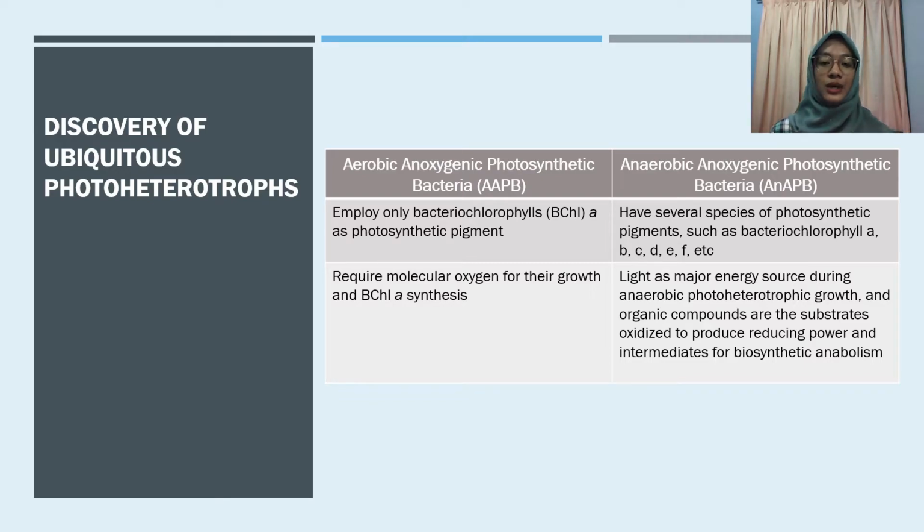AAPB also require molecular oxygen for their growth and bacteriochlorophyll A synthesis, while NAPB need light as their major energy source during anaerobic photoheterotrophic growth, and the organic compounds are the substrates oxidized to produce reducing power and the intermediates of biosynthetic anabolism. In other words, the difference between AAPB and NAPB is that AAPB needs oxygen, while NAPB can still function well even with a limited oxygen supply.